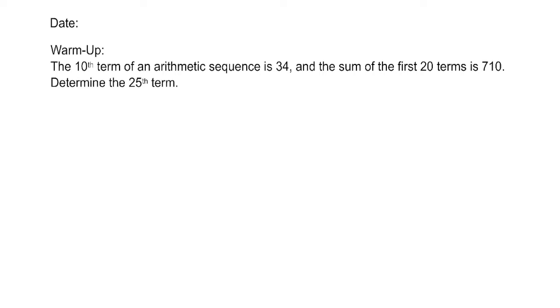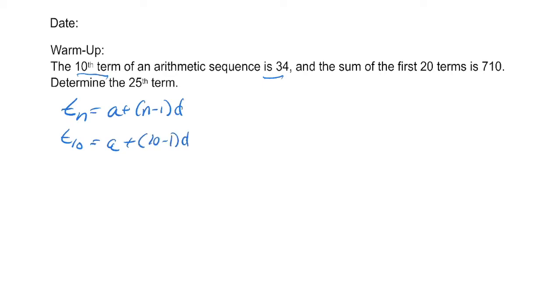It doesn't seem like we're given enough information to solve this, but we just have to break down the problem into two steps. First, we're told that the 10th term of the arithmetic sequence is 34. The general term for an arithmetic sequence is T of n equals a plus n minus 1 times d. In this case, n is 10, so the 10th term is a, since we don't know the first term, plus 10 minus 1 times d.